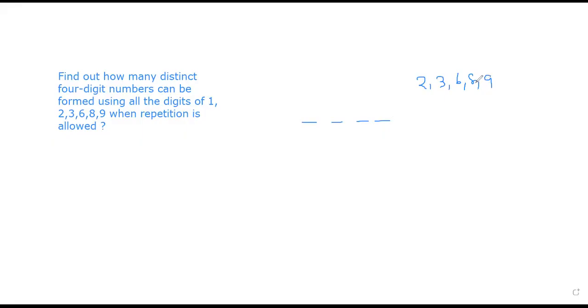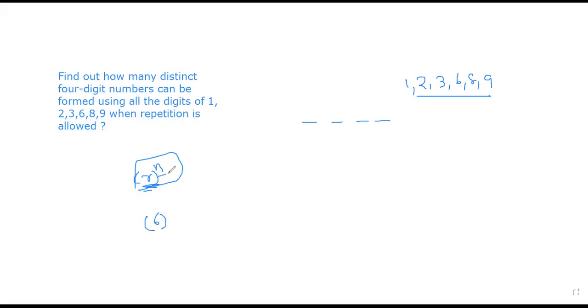That means you can write here 2, 2, 2, 2, 3, 3, 3, like that. Okay. When the repetition is allowed, how many ways can you frame? r power n. Actually, what is the r value? How many are you taking here? What is the total numbers you are taking here? You are taking 6 numbers, 1, 2, 3, 6, 8, 9. Totally 6 numbers are there. That's why write 6 in place of r.